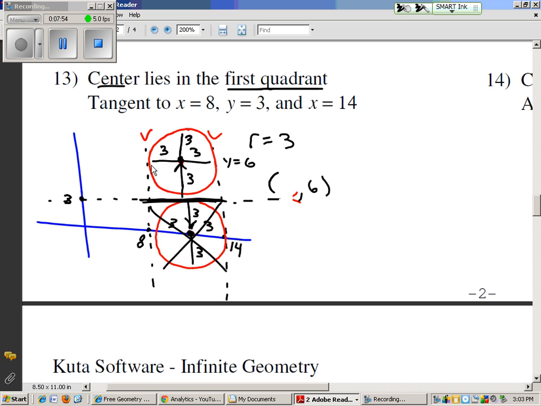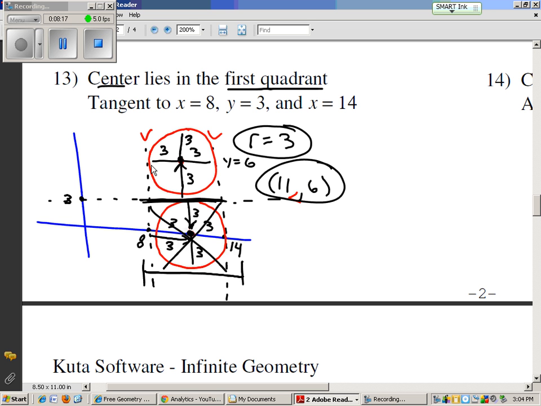Well, over here, I can find the x value by looking at what is halfway between my 8 and 14. Well, that's going to be 3 units across from 8. So if I start here, it's going to be 3 units over. 8 plus 3 is 11. So that means my x value is going to be 11. My center is (11, 6). My r is 3. Write the equation of that circle.